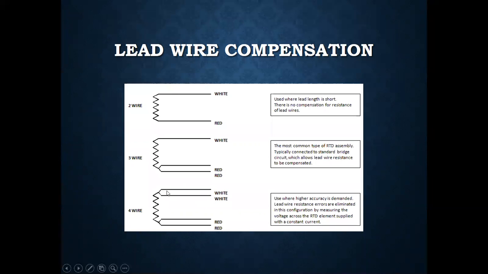Then this is 4-wire. The detailed discussion is beyond the scope, as it will take more time. That's why I'm only explaining what 3-wire and 4-wire RTDs are. If we require a more accurate result, then we should go for a 4-wire RTD. In this, all the lead wire error will be corrected or compensated, so we will get an exact reading.